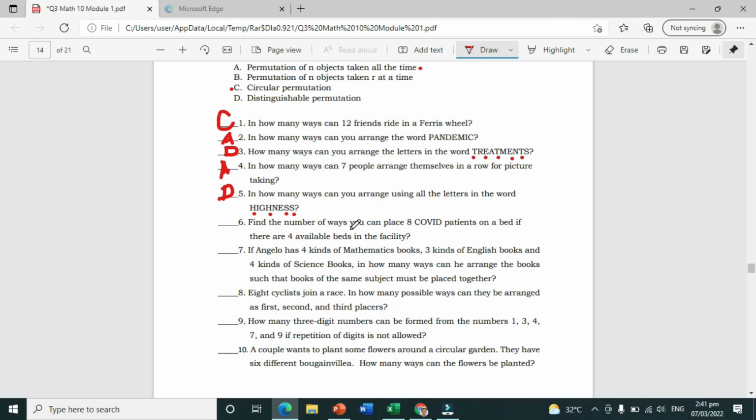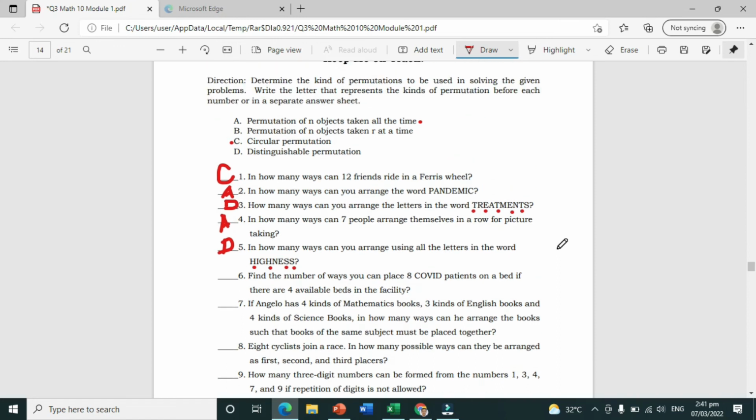Now, number 6. Tapusin na natin to. Find the number of ways you can place 8 COVID patients on a bed if there are 4 available beds in the facility. So, lahat ba sila pwedeng mahiga sa 4 na beds? Hindi, di ba? So, 4 lang. Out of 8, 4 lang yung pwedeng mahiga sa available bed sa facility. So, anong klaseng permutation yan? Okay, that's good. So, letter B. Taken R at a time. Kasi out of 8, 4 lang yung available na beds.